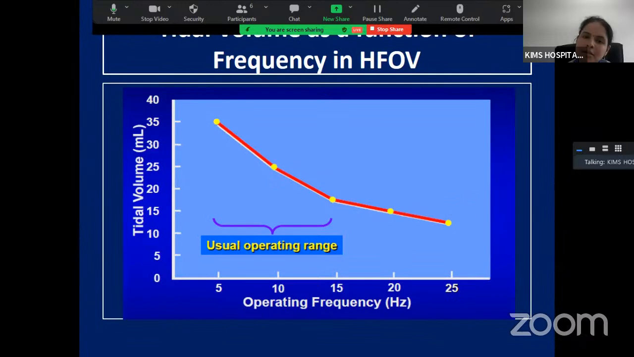To understand this concept better, let us see what happens at various operating frequencies of high frequency ventilation. Typically, as we saw a little while ago, when we use high frequency oscillatory ventilation, we tend to operate at frequencies between 8 Hz to 15 Hz. With 1 Hz being equal to 60 breaths per minute, this corresponds to 480 to 900 breaths per minute. We can see that as the frequency increases, towards the right side of this graph, the tidal volume keeps declining more and more.